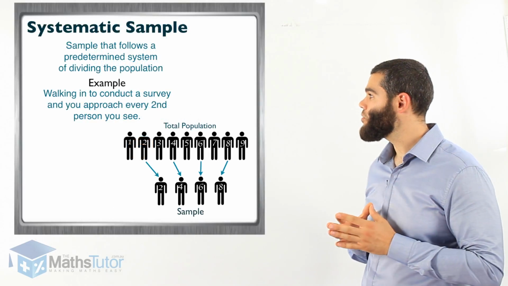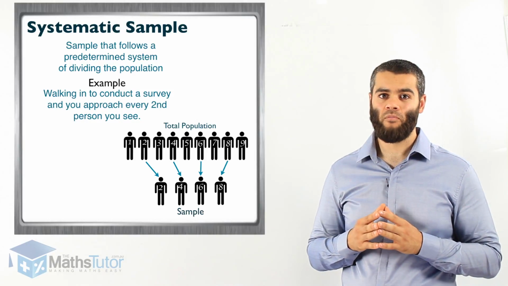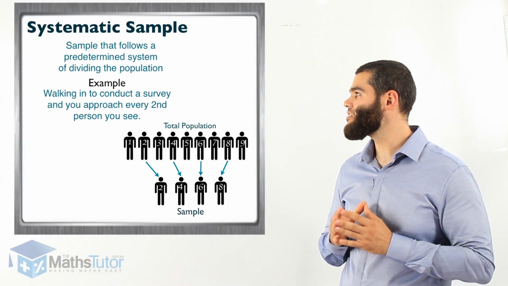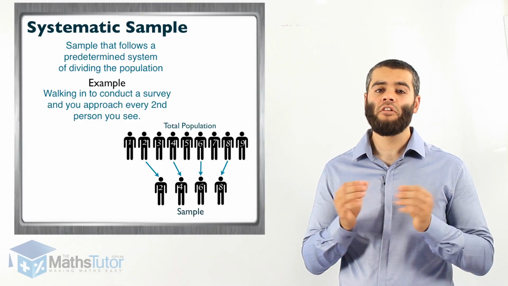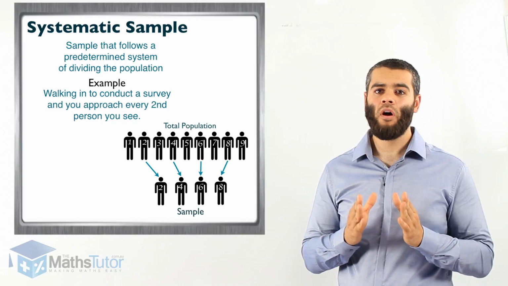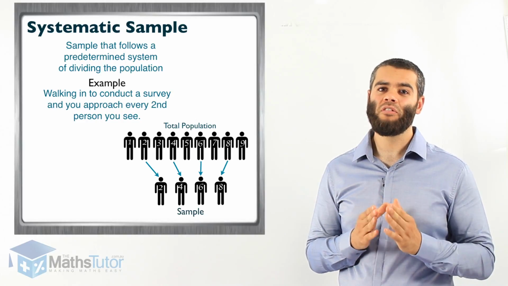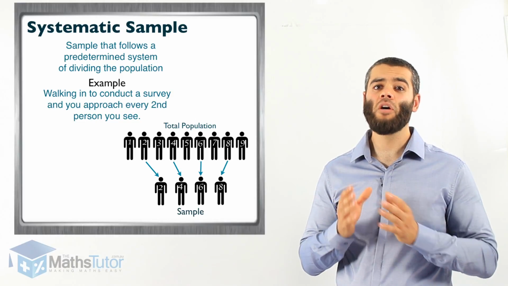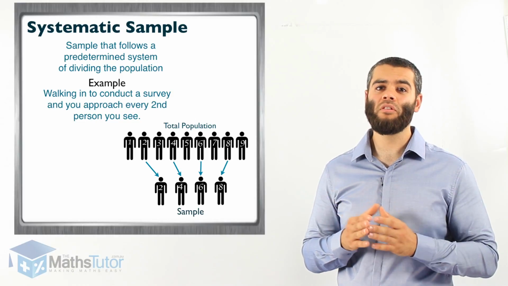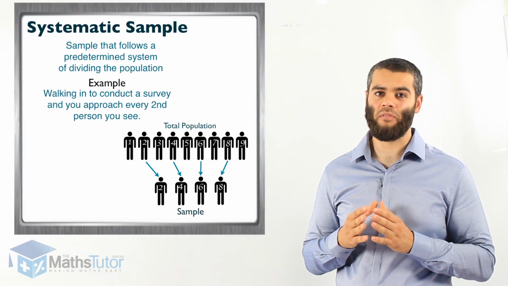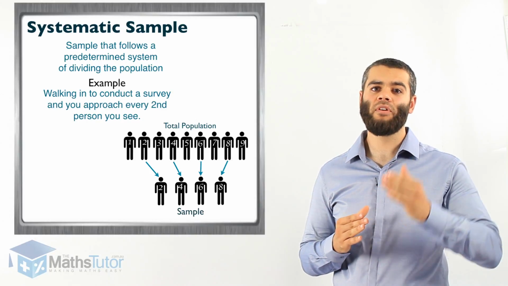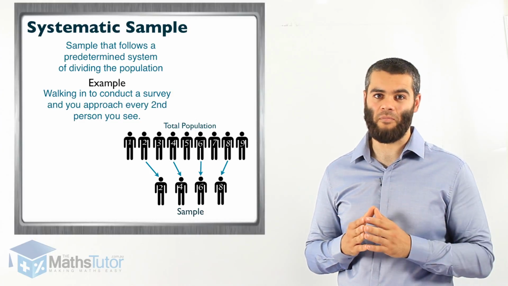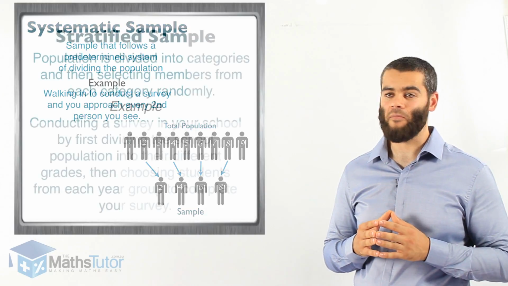The other type of sample is a systematic sample. What's a systematic sample? It follows a predetermined system of dividing the population. So basically, they decide that, you know what, we're going to ask every 3rd student we come across. They walk in the playground, lunchtime and recess, and every 3rd student they come across, they ask them to fill out the survey. So they're choosing every 3rd or every 2nd or every 5th student that they see. They're following a system. That is a systematic sample.